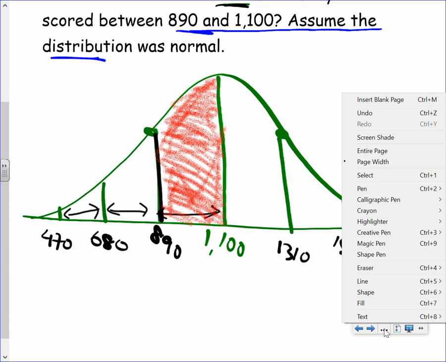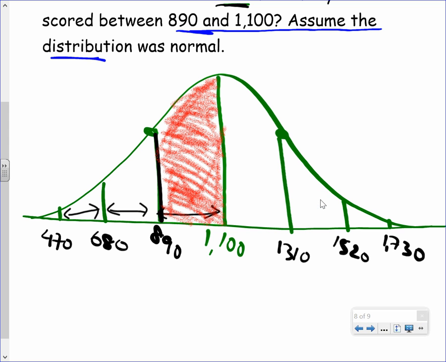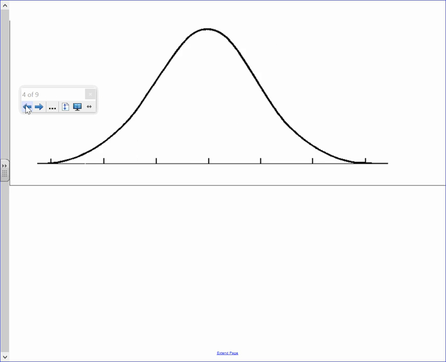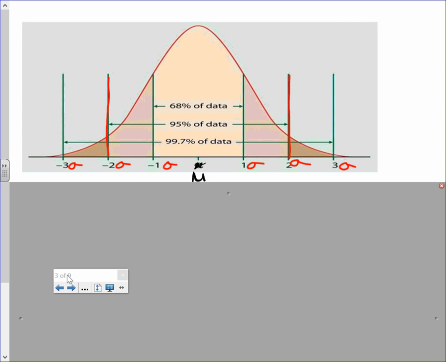Close. Let's look at the rule from yesterday. So that's 50%. Let me look at the 68, 95, 99.7 rule. Let's see. Look at this rule here. Look at one standard deviation below and one standard deviation above. Look at 68% of the data is all in there.